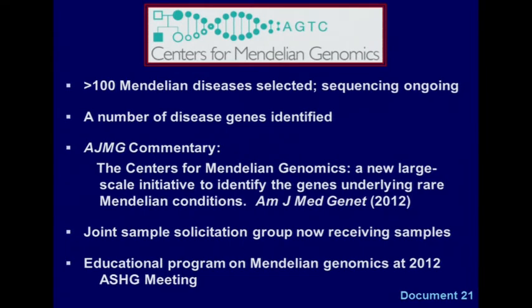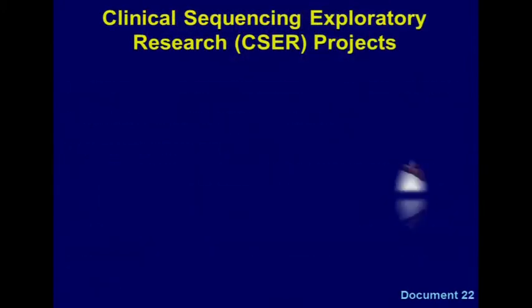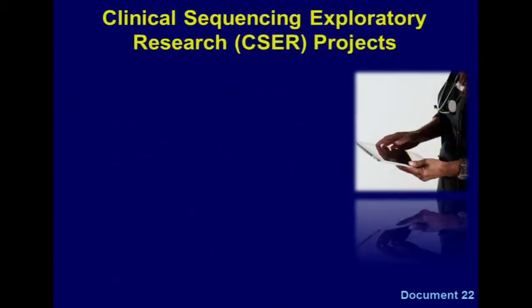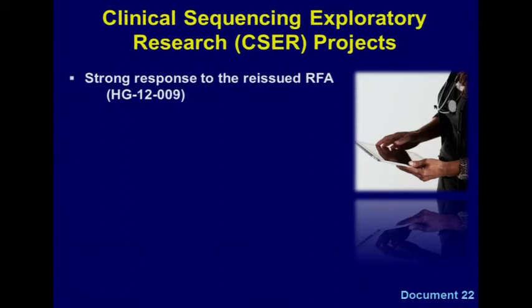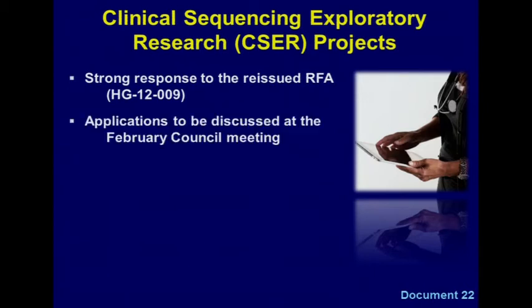The third component of our sequencing program is the Clinical Sequencing Exploratory Research Projects, otherwise known as the CSER projects. And they're now up and running, and the consortium of CSER groups will be expanding. There was a strong response to the reissued RFA for the CSER program, and these applications will go to study section this fall, and then will be discussed at the February Council meeting.